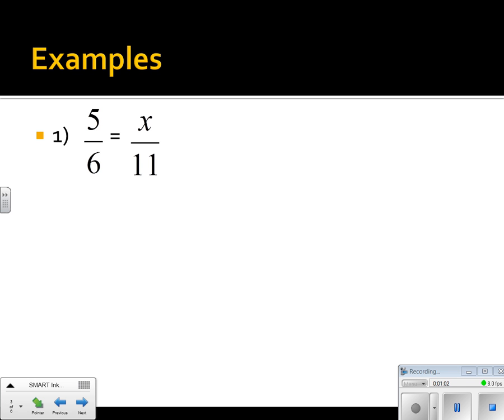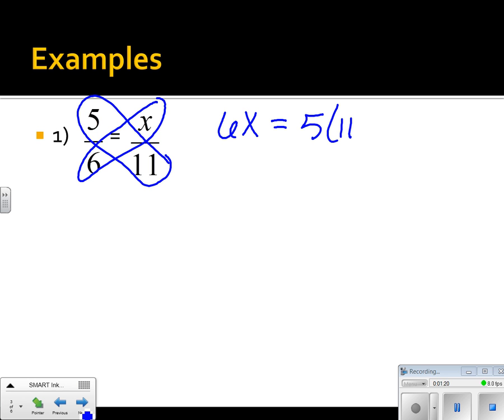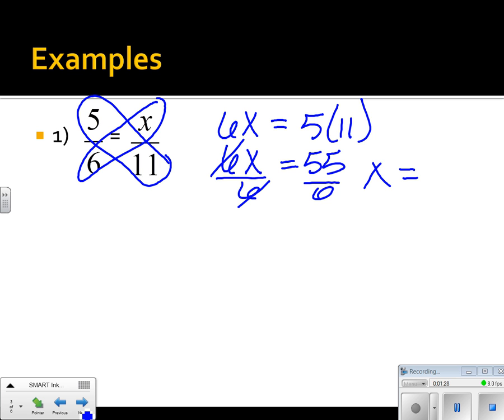Five to 6, or 5/6, is the same as x to 11. So if we solve for x, we can use cross products. 6 times x is the same as 5 times 11. So 6x is the same as 55. If we divide both sides then by 6, x is 55/6, which as a mixed number would be 9 and 1/6.